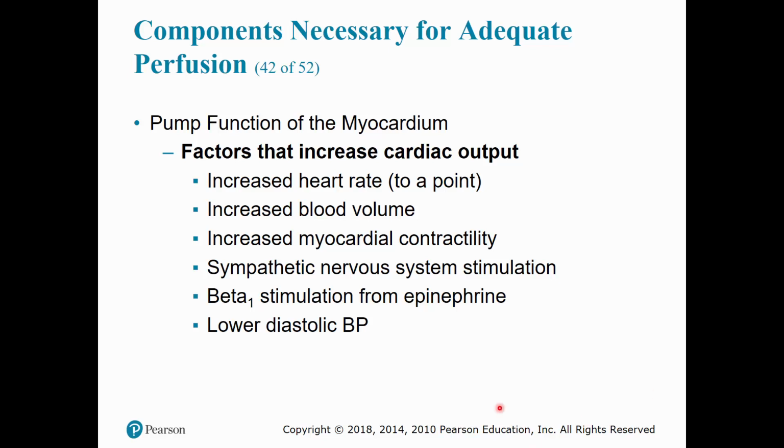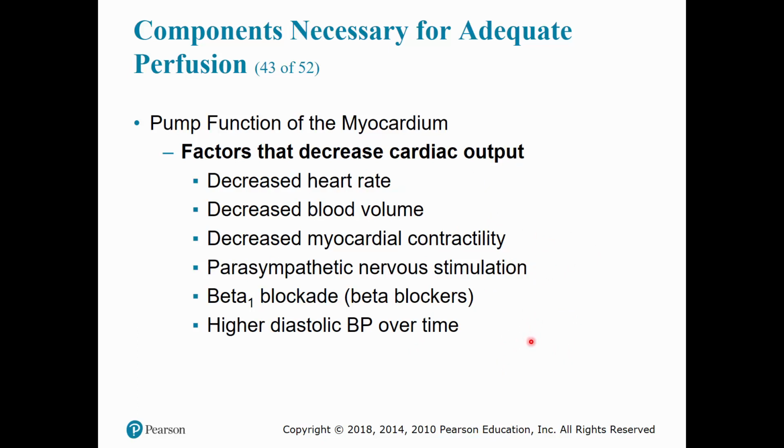So some factors that could increase cardiac output would be an increased heart rate to a point, because eventually your heart rate's going to be so fast that it can't refill the heart efficiently. Lower diastolic blood pressure and beta 1 stimulation are all things that could potentially increase cardiac output. Factors that could decrease cardiac output would be such things as a drop in heart rate or blood volume, stimulation of the parasympathetic nervous system, or taking beta blockers that block the effects of beta 1.